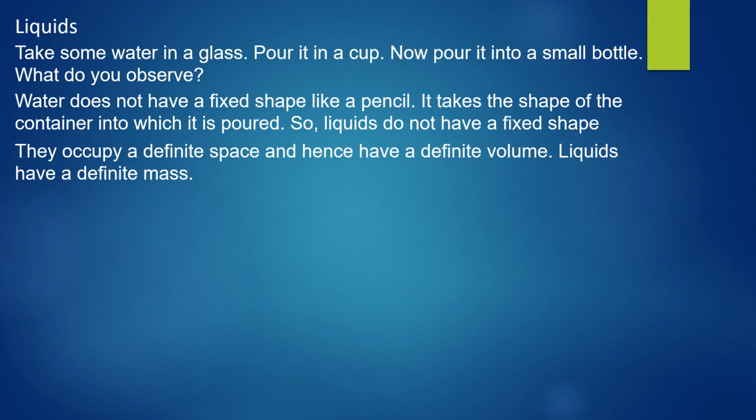Suppose when you put a pencil inside a cup or a glass, it doesn't change. But when you pour water into a glass, a cup, or a bottle, it changes its shape. So water does not have a fixed shape, but still it occupies some space. So liquids have a definite mass.